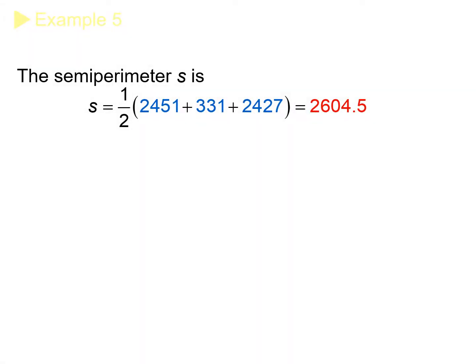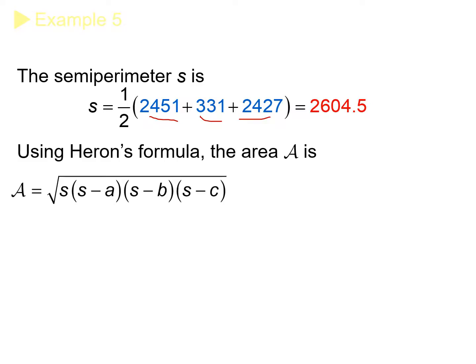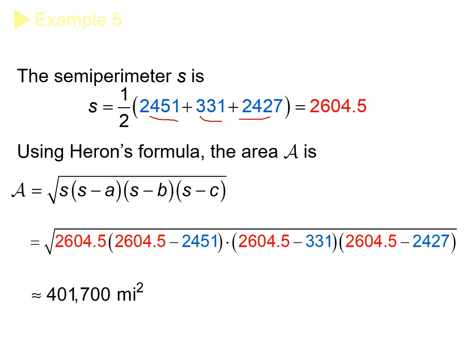The first thing you need to do is find s, which is 1/2 a plus b plus c, or 2,604.5. And then use Heron's formula, substitute in your values, and you get about 401,700 miles squared.